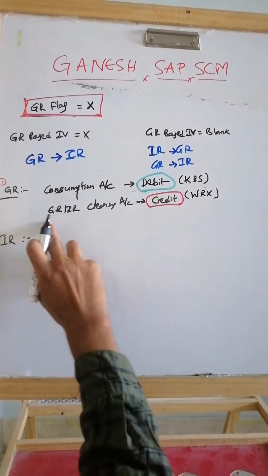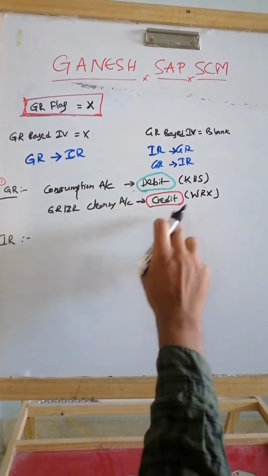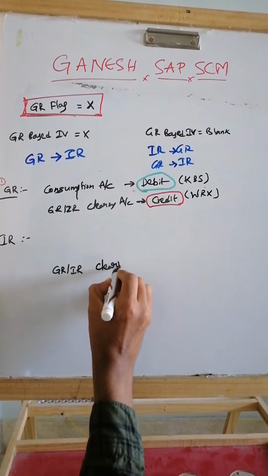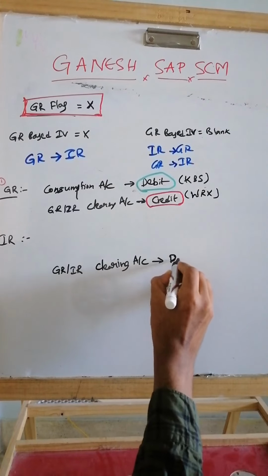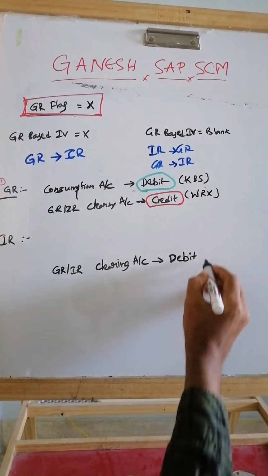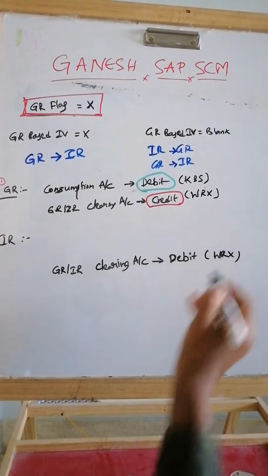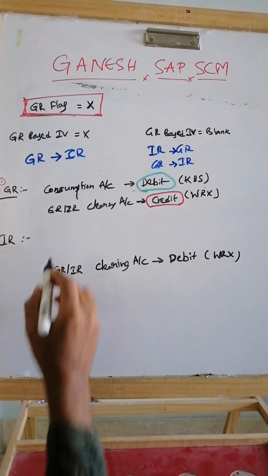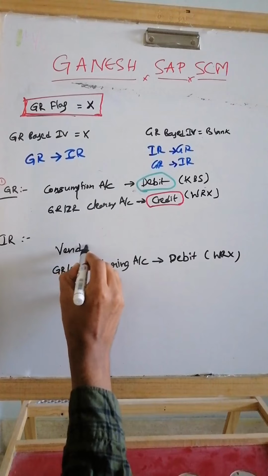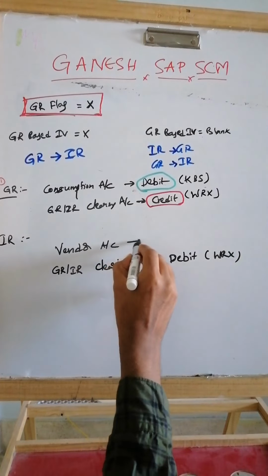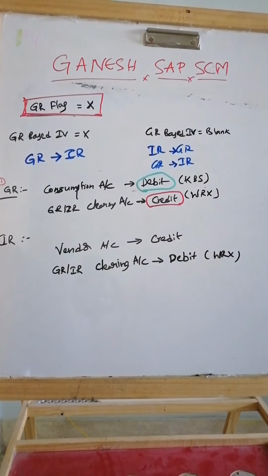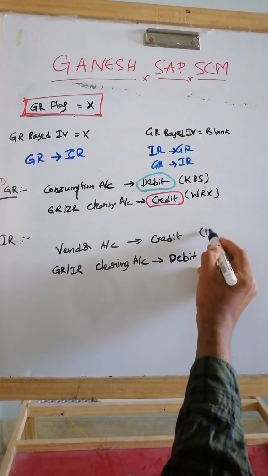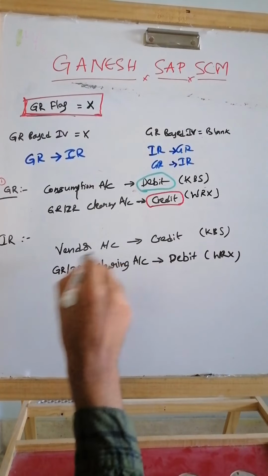Always one basic concept you have to take it. Here, credit means GR/IR clearing account, debit, WRX. You already got an entry. So what can be the credit? Here the vendor is introduced, right? Vendor account credit. So here it will be KPS, but ideally from where it will come?